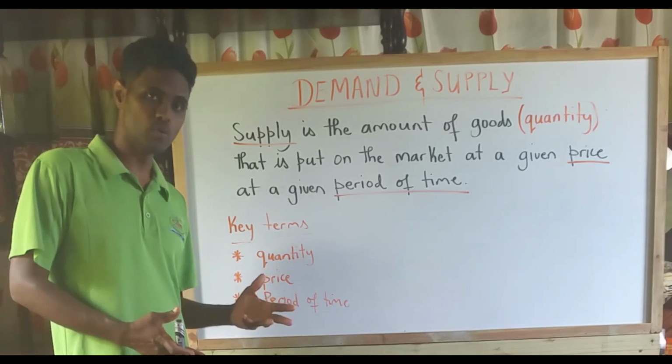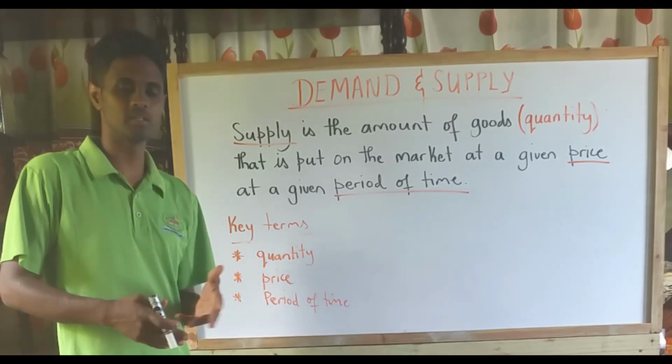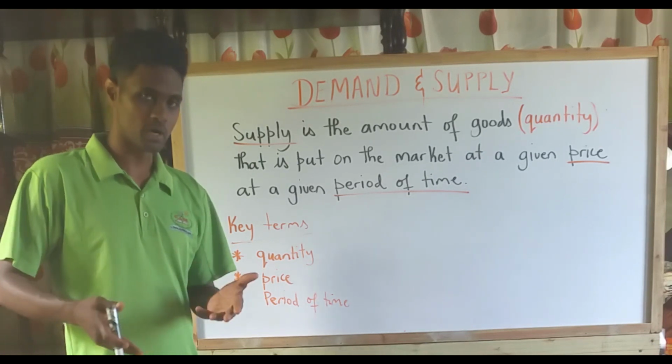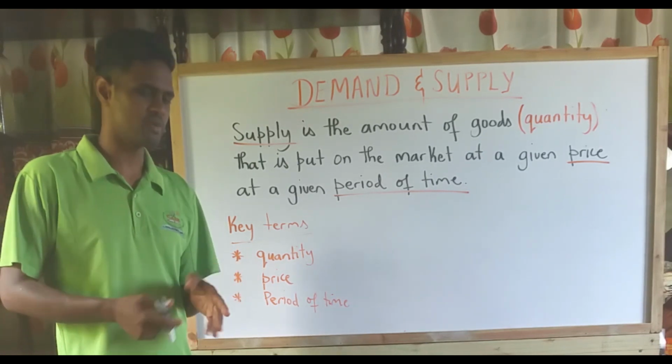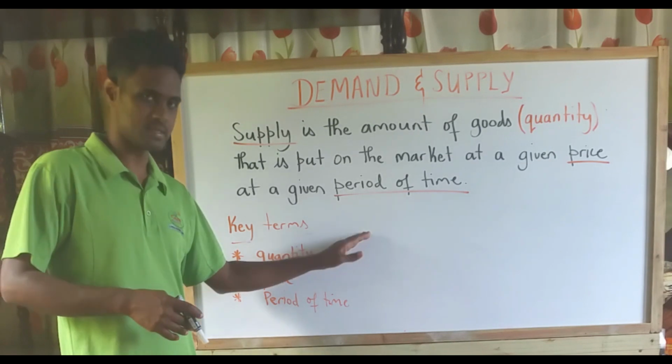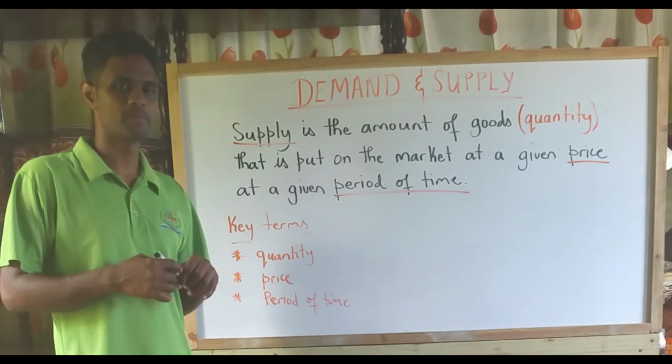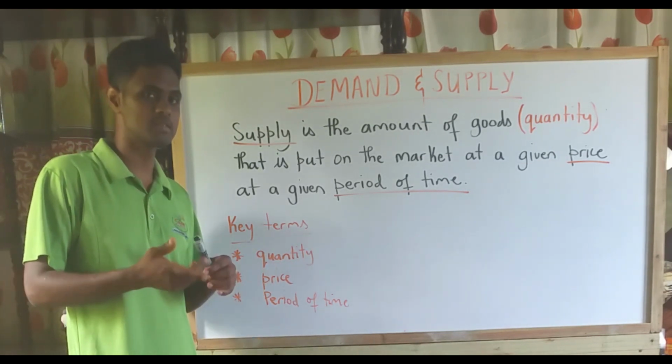But if the price is low for goods, they may not be eager to supply a lot of goods on the market because they will not make a lot of profit. Say for example, lettuce. Say for example, the selling price for lettuce is $60.